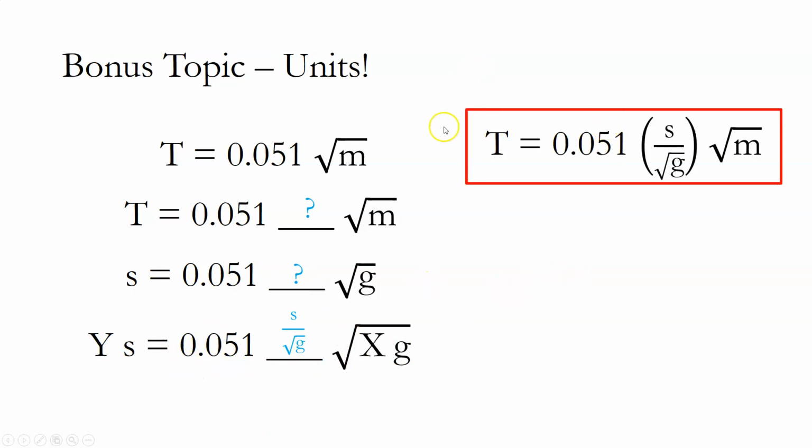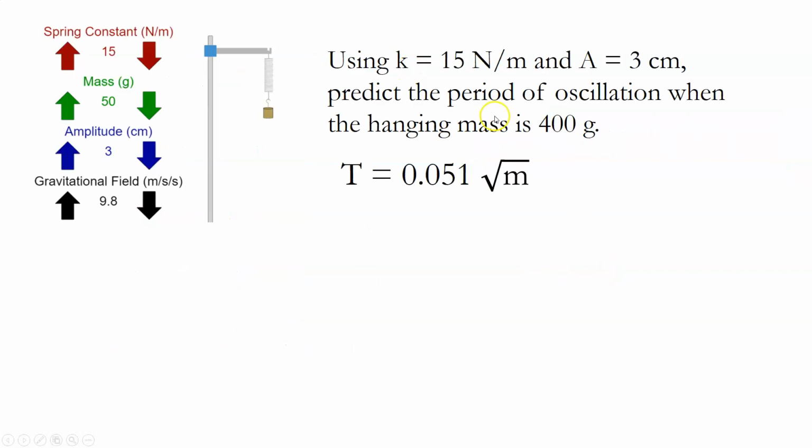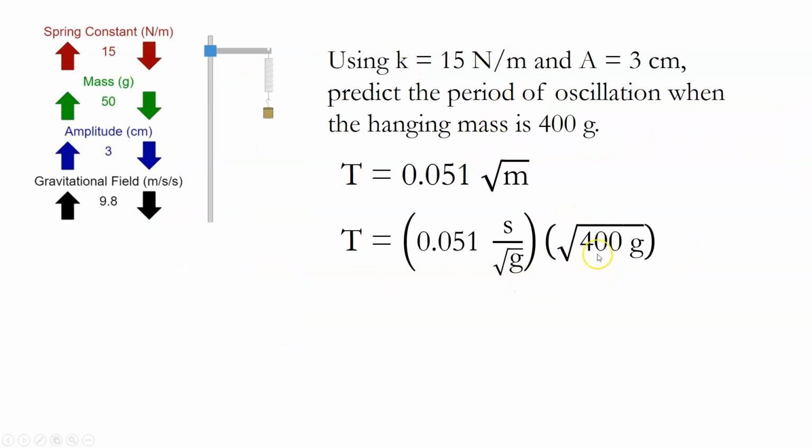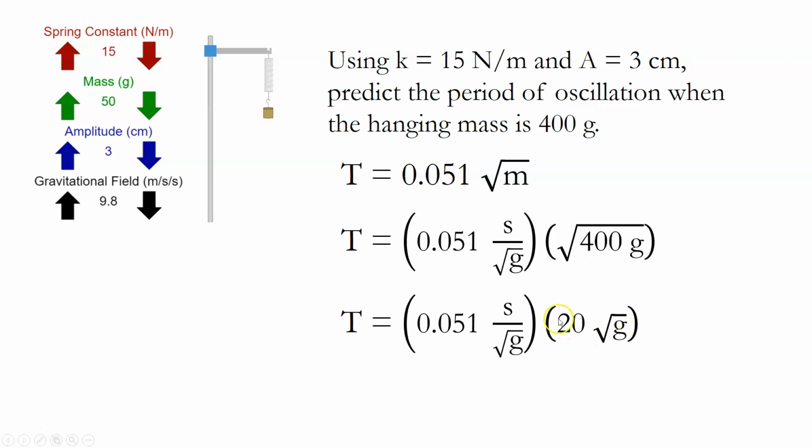This is a more appropriate way to write it, with the seconds over square root grams being associated with this constant. I'll redo that problem just like that, plugging it in with the correct units associated with the constant. Like I said, square root 400 is 20, square root grams is square root grams. Multiplying square root grams by this unit gives me this many seconds. So that's the exact right way to do it with units.